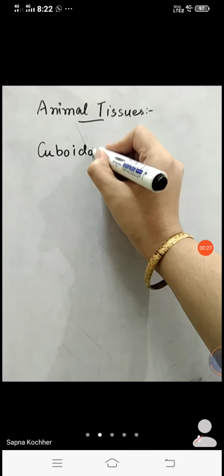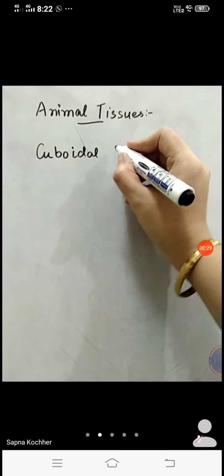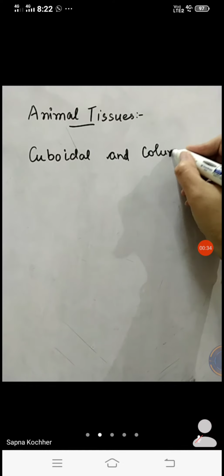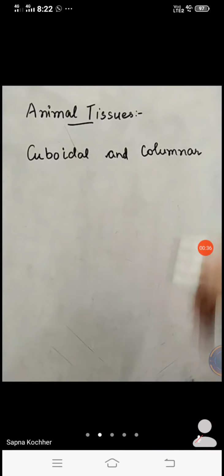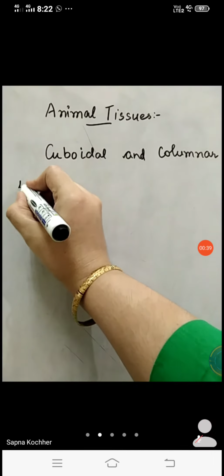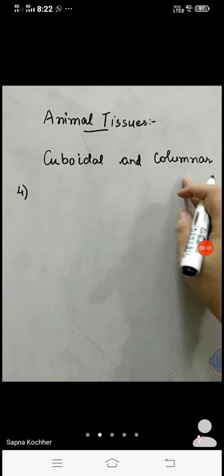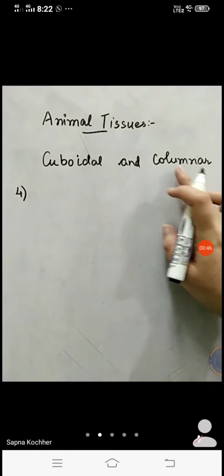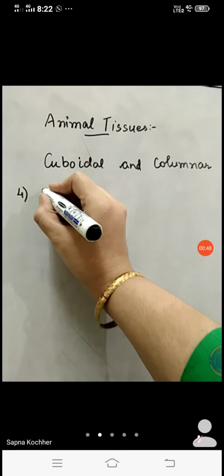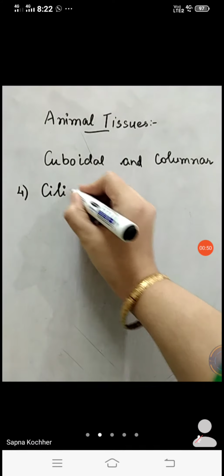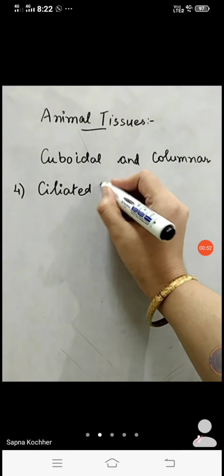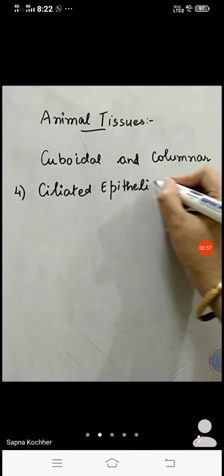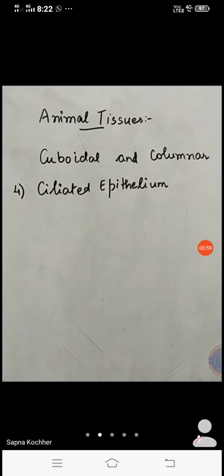Both of these can show, both or either of these, right? Cuboidal and columnar epithelium, they can show the presence of glands or cilia. If they are having the cilia associated on their surfaces, that will be named ciliated epithelium, right? It can be ciliated cuboidal, it can be ciliated columnar. So that is the fourth category of the epithelium, the ciliated epithelium. In general, we are naming it as ciliated epithelium or ciliated epithelial tissue.